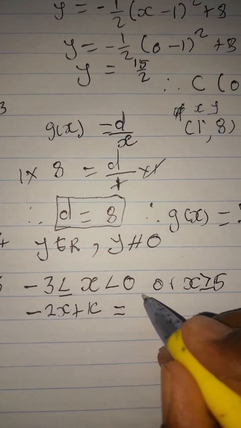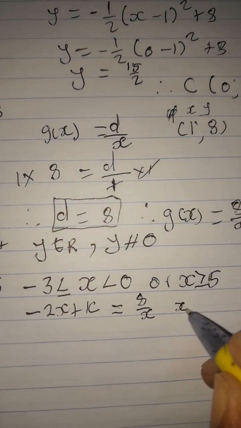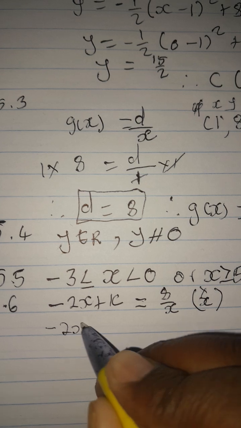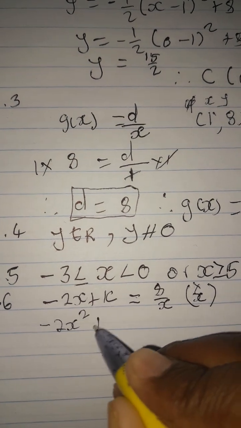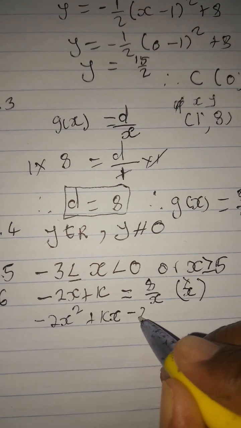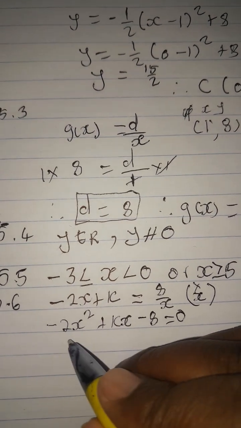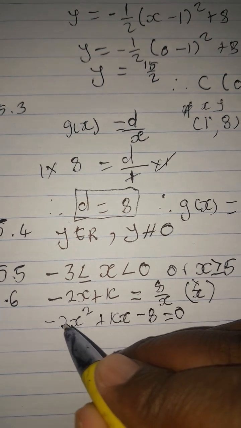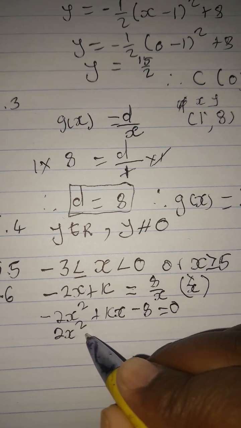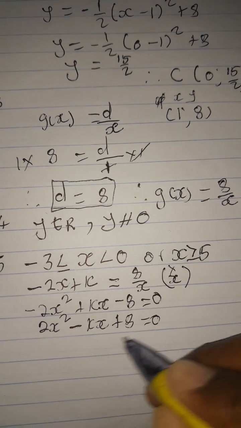So let's equate this. So we have 8 all over x. The best way is to multiply both sides by x. If I multiply both sides by x, what am I going to have here? I'm going to have -2x squared plus kx. If we take 8 to the other side, that will be -8 equals 0. Because this is negative, I can divide everything by negative. This will be 2x squared, this will be -kx, remember negative and positive, that will be +8 equals 0.